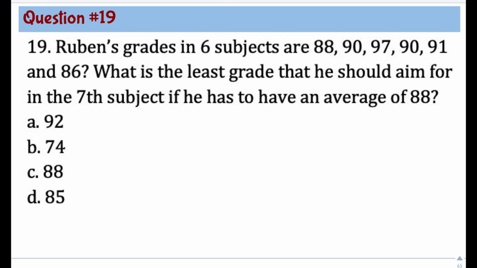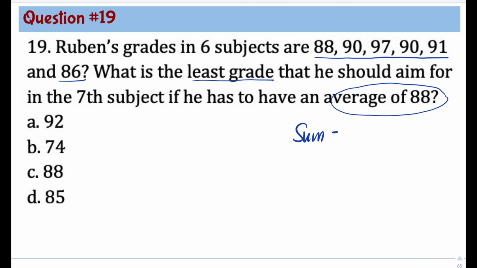Question number 19. Ruben's grades in 6 subjects are 88, 90, 97, 90, 91, and 86. What is the least grade that he should aim for in the 7th subject if he has to have an average of 88? If the average is 88 and there are 7 subjects, that means the sum of the grades should be equal to 88 times 7. And this will be 56, carry 5, 56 plus 5 is 61. So we know that the sum of the 7 grades must be 616.